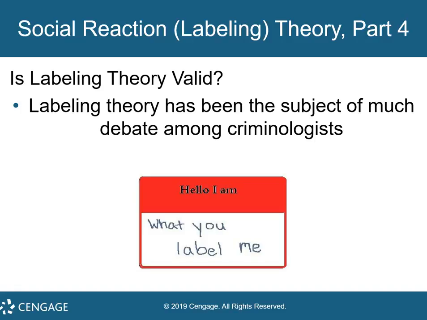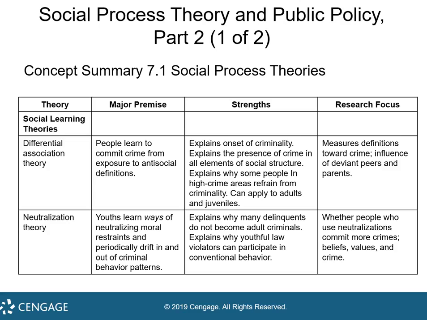Now, recent research by Emily Restivo and Mark Lanier found that official labeling may lead to an increased delinquent self-identity, decreased pro-social expectations, and increased association with delinquent peers, which then leads to an increased likelihood of engaging in more or subsequent delinquency. So again, is this whole thing valid?